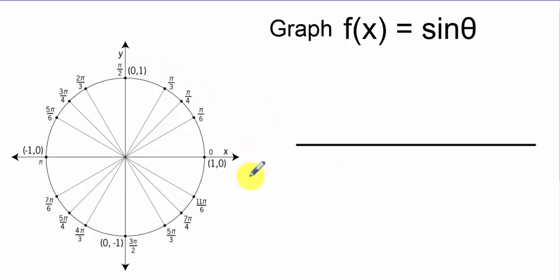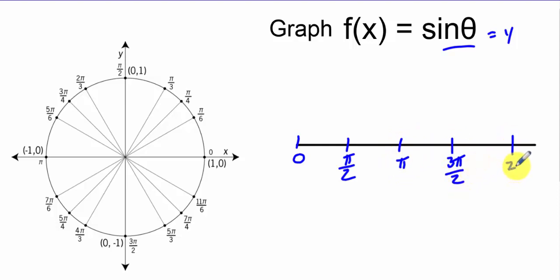So what I'm going to do is take a look at my easiest possible values for the sine of theta. And remember, the sine of theta, since this is a unit circle, is our y values. The easiest ones I get are when I'm at 0, pi over 2, pi, 3 pi over 2, and 2 pi. The reason I say they're easy is because they're either ones or zeros.